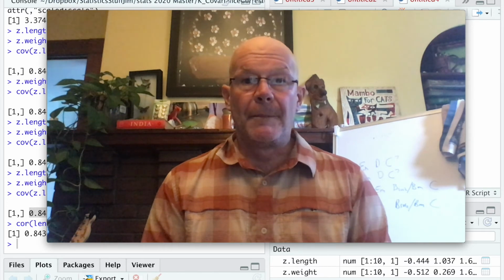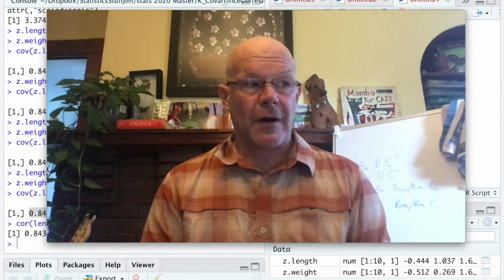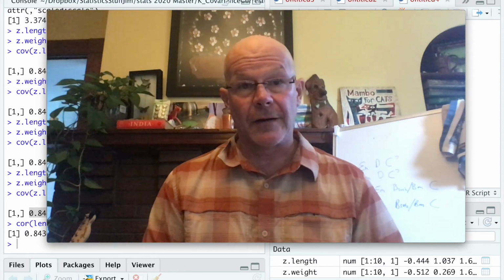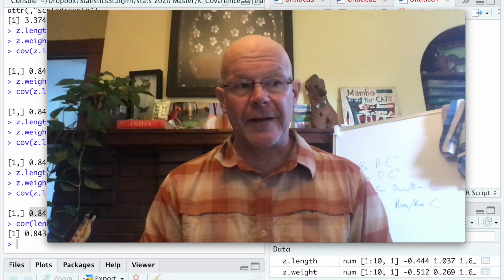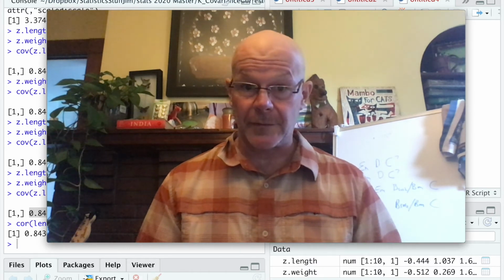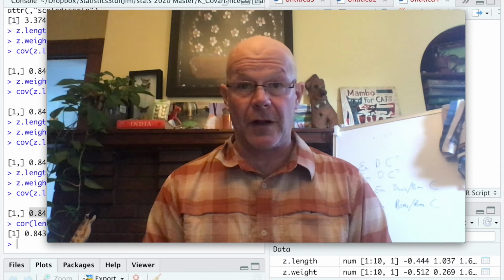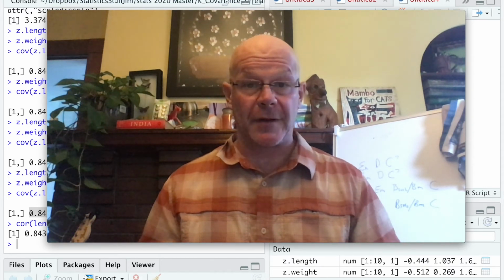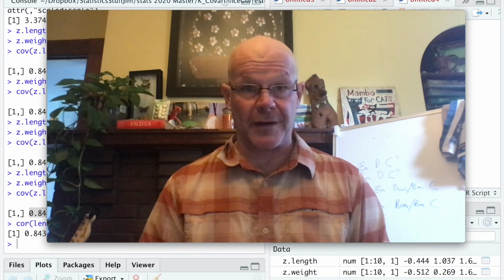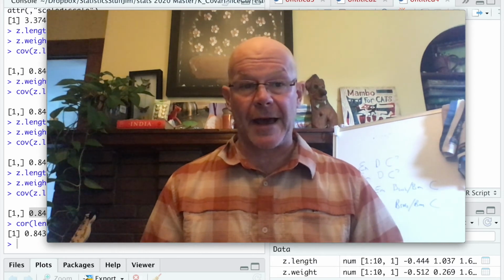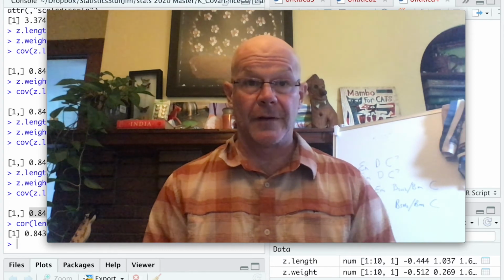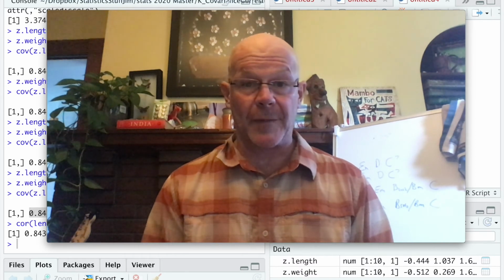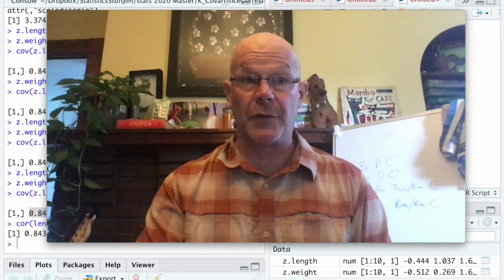And so much like X bar, for example, was our estimate of mu, little r, our correlation coefficient, is an estimate of the unknowable. It is an estimate of what's called rho. And so rho is the true population correlation, and our estimate of that is little r. Which means that r is a statistic and rho is the parameter that we're trying to estimate.